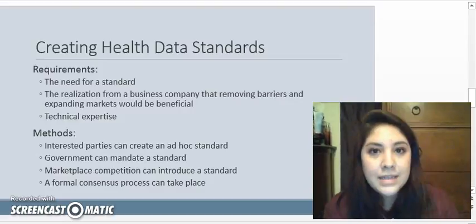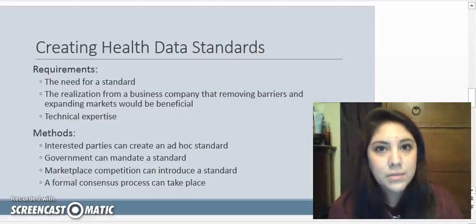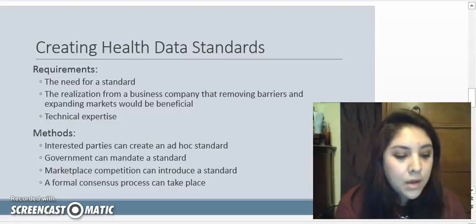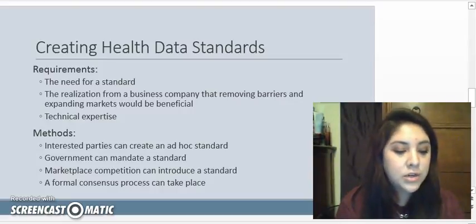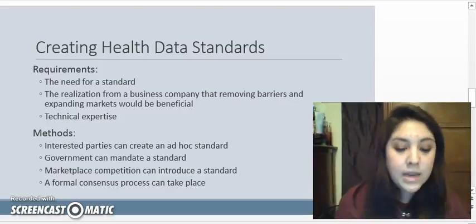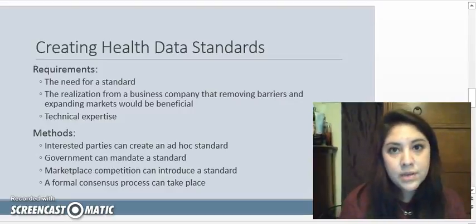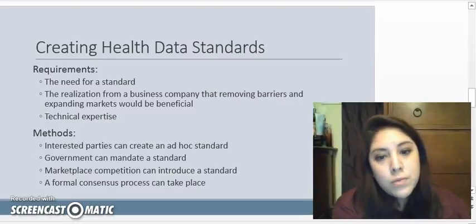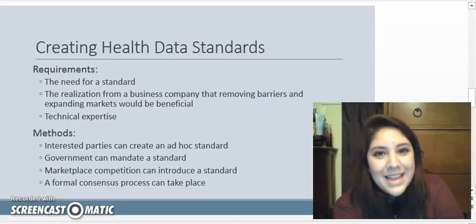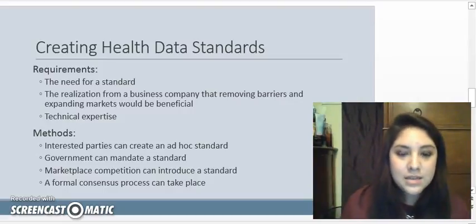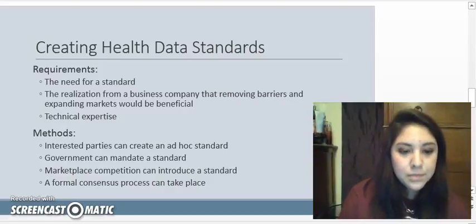For example, incorporating ICD-10 in October. Market competition and technology adoption can introduce a de facto standard. For example, when a company creates a product, it may interact well with previous ones. There's also a full consensus process that takes place in the system, which I will discuss in a few minutes.